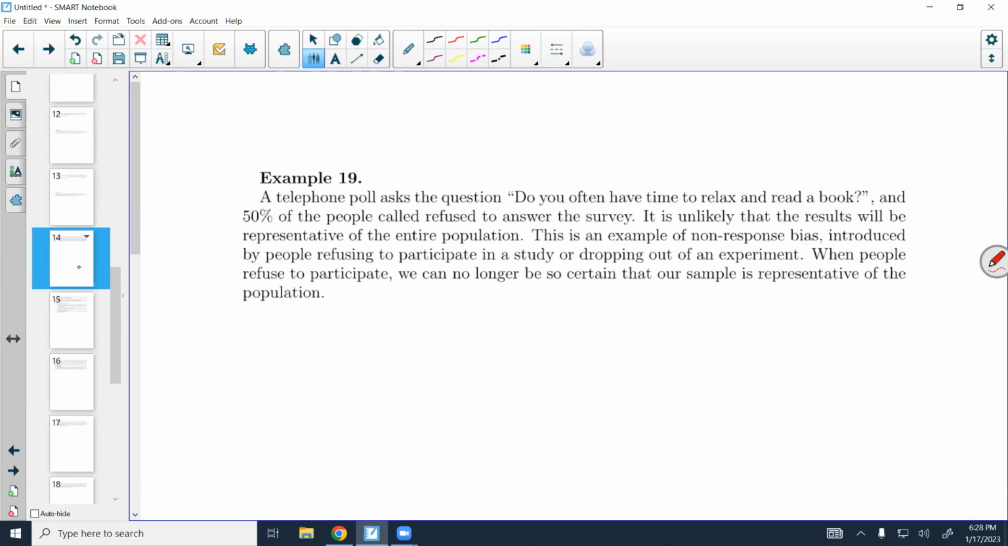The telephone poll asked the question, do you often have time to relax and read a book? And 50% of the population called refused to answer the survey. It is unlikely that the results will be representative of the entire population. This is an example of non-response bias introduced by people refusing to participate in a study or dropping out of an experiment. When people refuse to participate, we can no longer be certain that our sample is representative of the population.